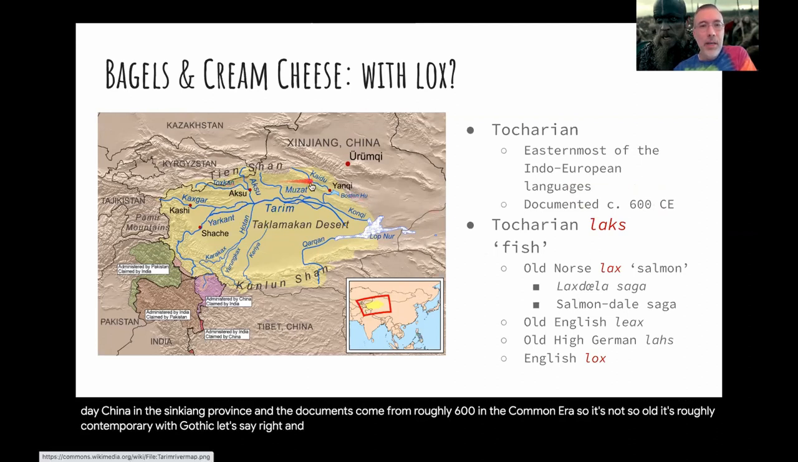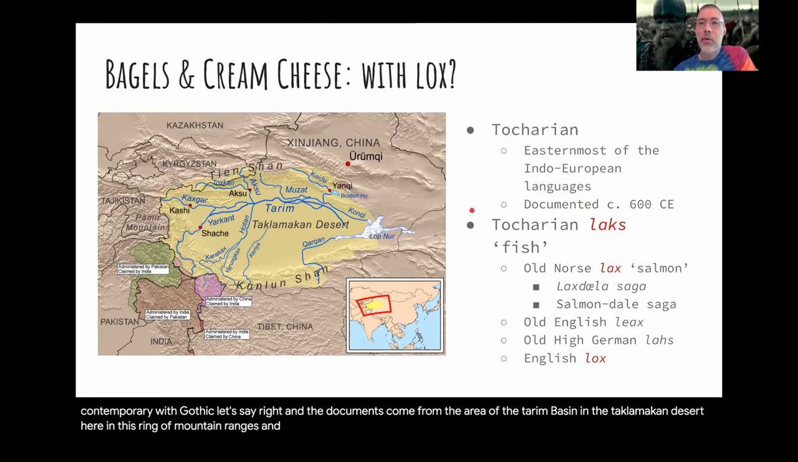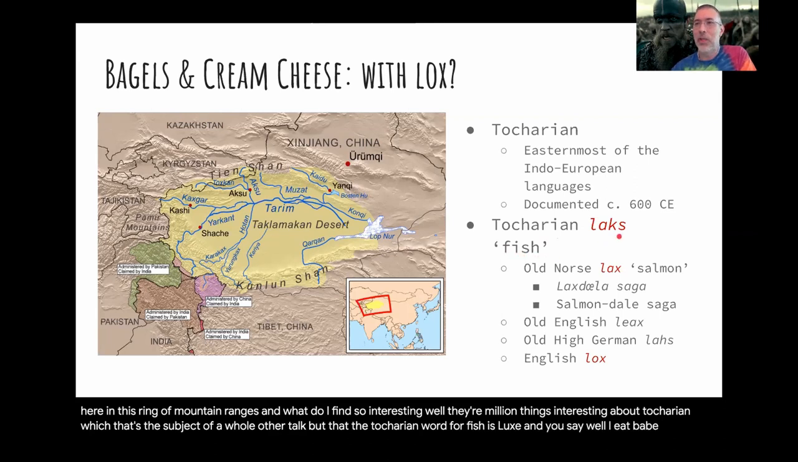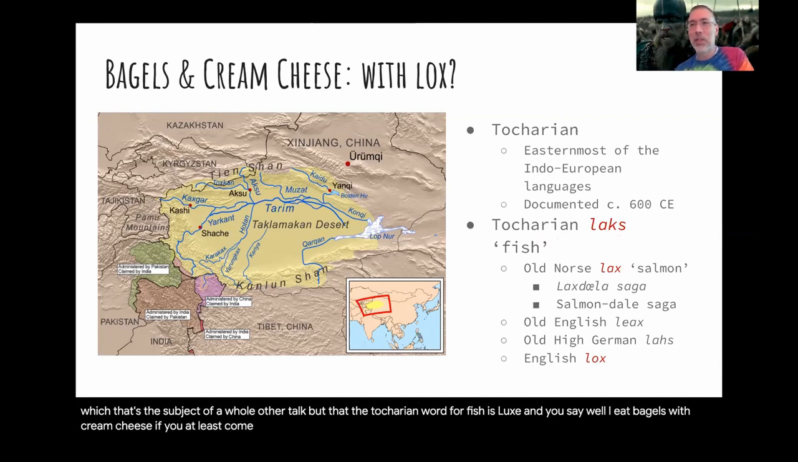And the documents come from the area of the Tarim Basin in the Taklamakan Desert, in this ring of mountain ranges. And what do I find so interesting? Well, there are a million things interesting about Tocharian, which is the subject of a whole other talk. But one of the things that's interesting is that the Tocharian word for fish is lax. And you say, well, I eat bagels with cream cheese, if you at least come from the greater New York area, like I do, right?